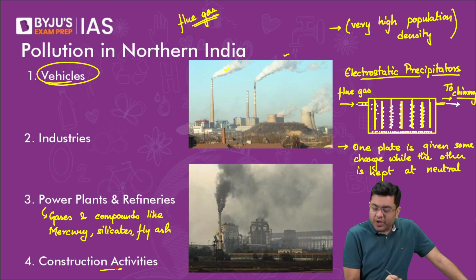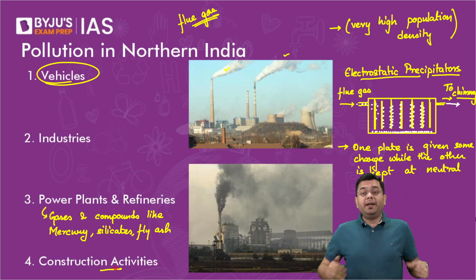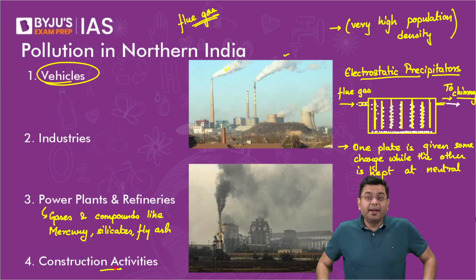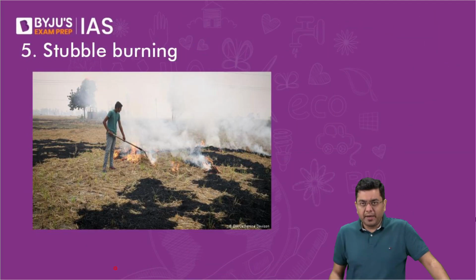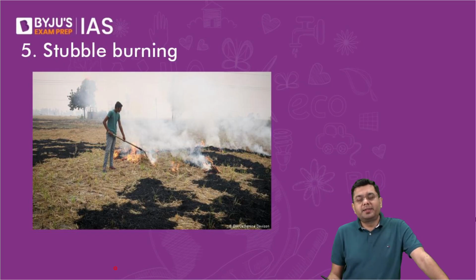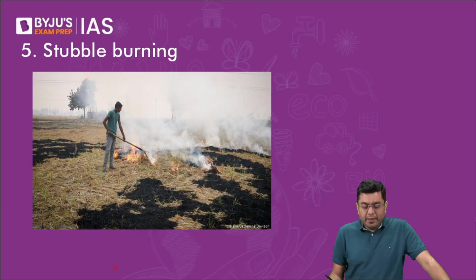Then you have construction activities also. Wherever you have a greater amount of population, a greater amount of construction activity will also be carried out. And in that greater amount of construction activity, you will find that a lot of these dust particles are continuously emanated. Then you have the problem which is known as stubble burning. Now, what is stubble? And what do we understand by this stubble burning?